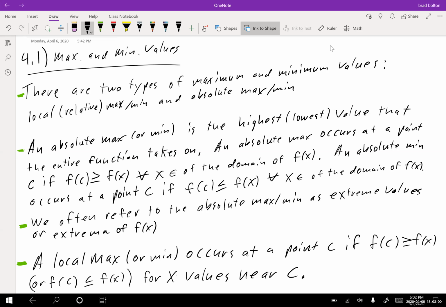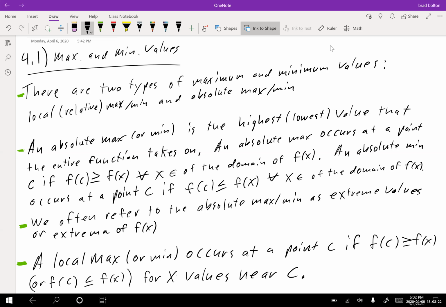If you plug a c in and it's lower than or equal to the lowest f of x value you could ever get as a result, then you would say that it is the absolute minimum value, okay? So absolute min, absolute max mean it's the highest or it's the lowest on the entire graph in your domain.